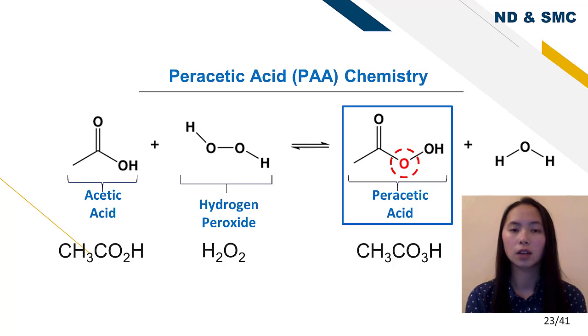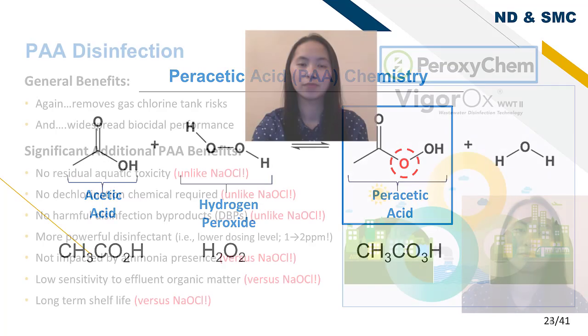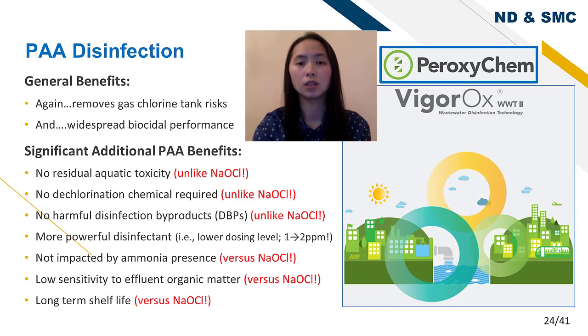Typical peracetic acid concentrations for commercial use range from 10 to 15% in the form of an equilibrium solution between acetic acid, hydrogen peroxide, peracetic acid, and water. Currently, the EPA has approved certain peracetic acid formulas for wastewater disinfection. For our treatment design, peracetic acid is advantageous for a number of reasons.